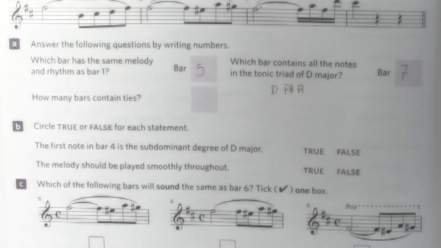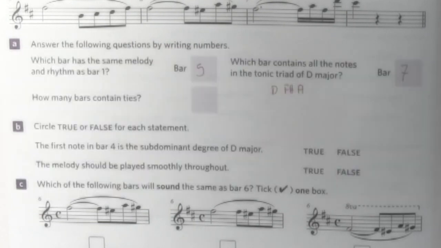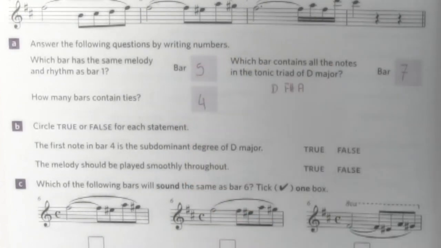How many bars contain ties? And the answer is 4. Now the ties must not be confused with slurs. The ties are in bar 2, 3, 6 and 7 and they link two notes of the same name and the same pitch, as opposed to the slurs that link as many notes as the composer wants, and they relate to expression or articulation, so they make the notes smoother. So the answer is 4 bars.